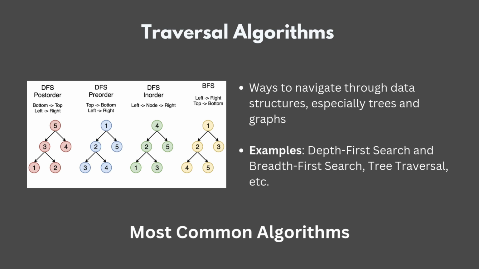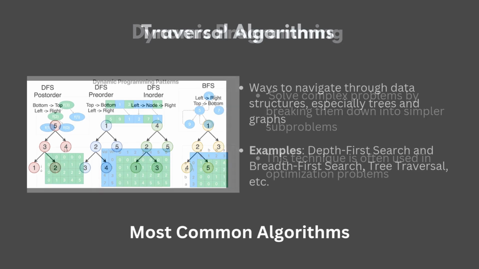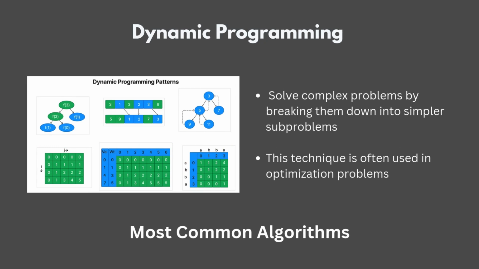Traversal algorithms, ways to navigate through data structures, especially trees and graphs. Examples include depth-first search, DFS, and breadth-first search, BFS. Dynamic programming, a method to solve complex problems by breaking them down into simpler subproblems. This technique is often used in optimization problems.